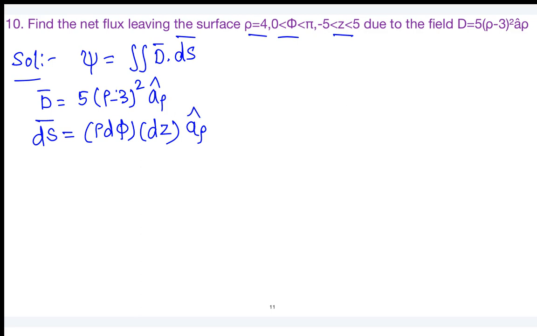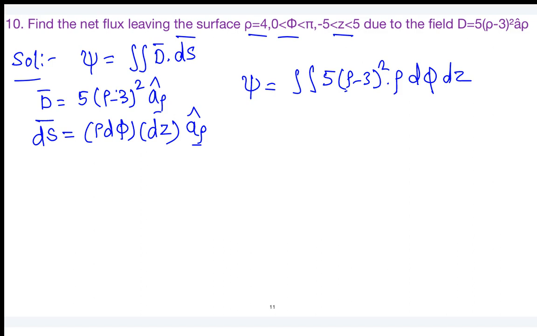So the amount of the flux psi is equal to the double integral of phi rho minus 3 whole square into rho d phi dz. Aero dot aero will be straight away 1. And you can substitute the value of rho, which will be straight away 4, and you can simplify that problem. So 20 into the double integral of d phi dz.